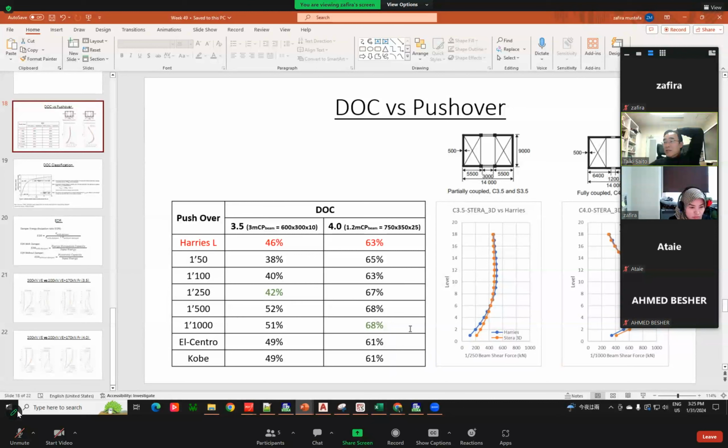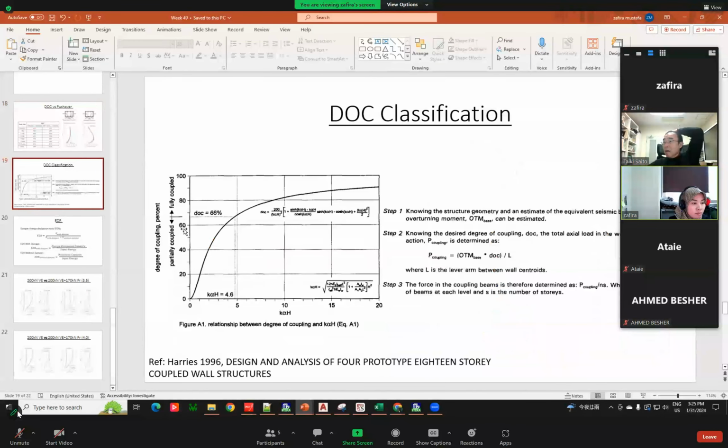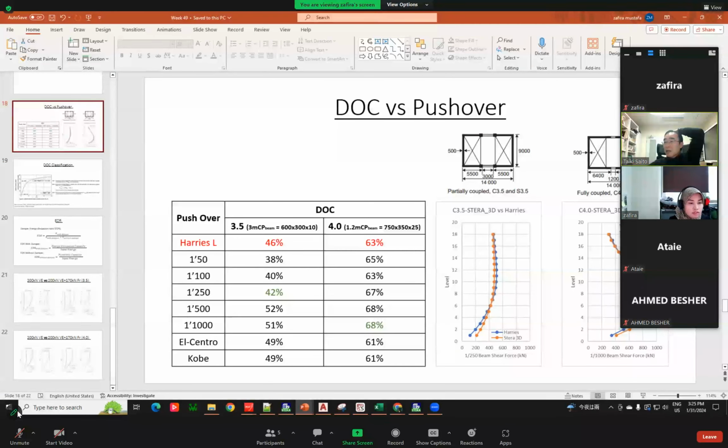And by the way, what is the meaning of 3.5 and 4.0? In the Harris model, they give a name for the model. So 3.5 is considered as partially coupled, and 4.0 is fully coupled. Oh, okay, the naming.